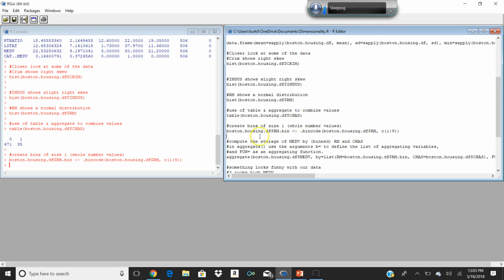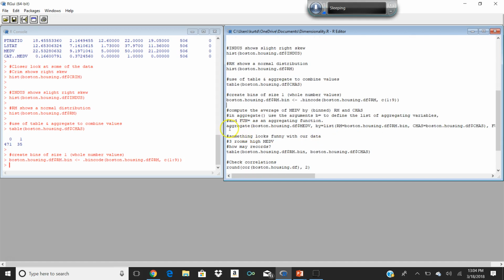Okay, the next thing we're going to do is compute the average of the median value by our binned RM room codes and by our proximity to the Charles River. Remember, that's 1 and 0. So now they're both categorical variables. This one goes 3 through 8 because there are no houses with only 1 or 2 rooms, and nothing over 8. The Charles River is 0 and 1. So we'll be able to build a table that looks at these two things separately and combines them: 3 rooms close to the Charles River, 3 rooms not close to the Charles River, and so on.